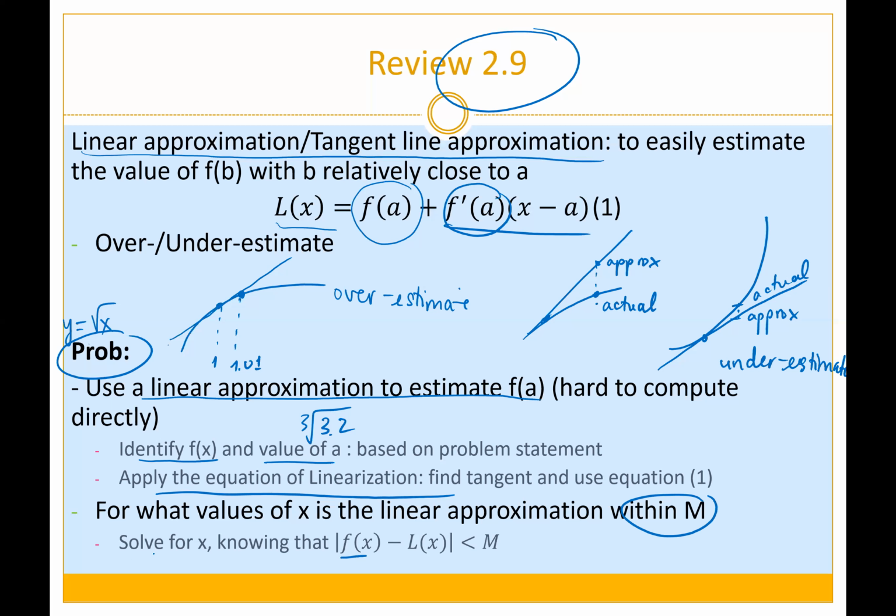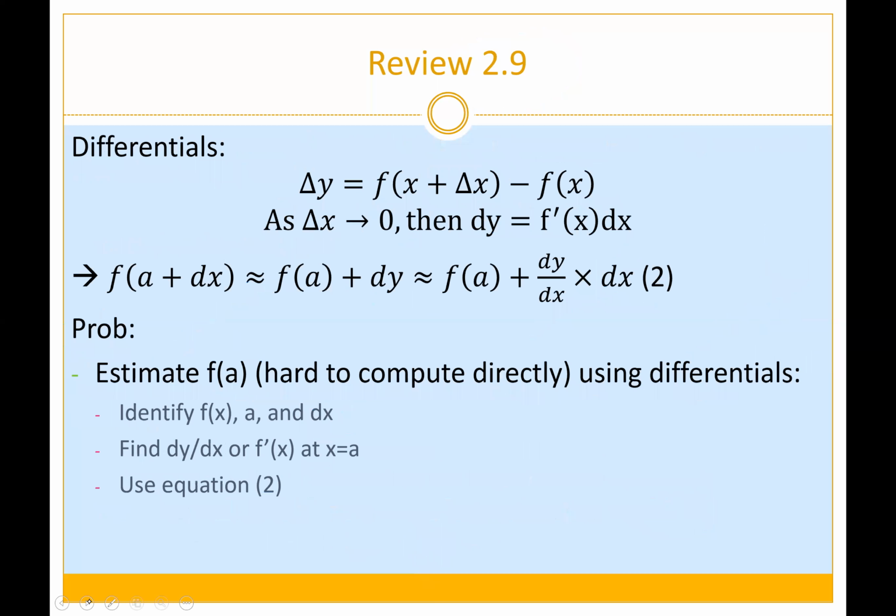Now you have to solve for x, knowing that the absolute value of f(x) minus L(x) is smaller than M. And this L(x) is based on this equation. So from equation 1, when you have f(x) as a function that you just identified, L(x) is this from equation 1. So you just solve for x from this part. Now let's go to example 1.